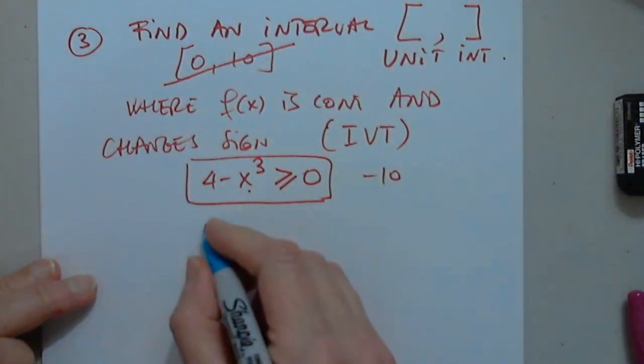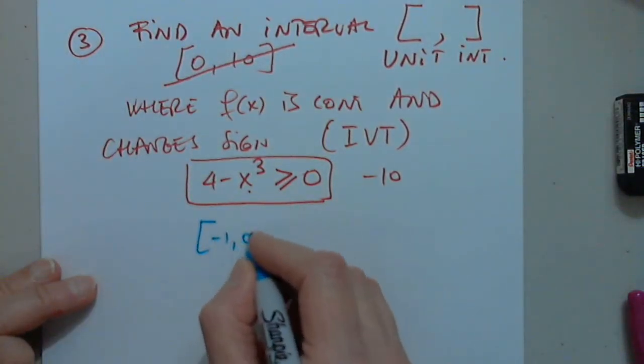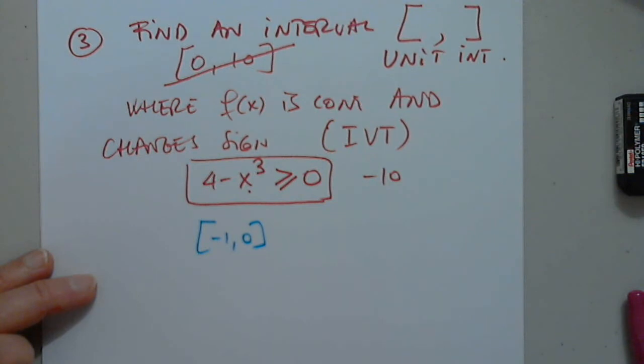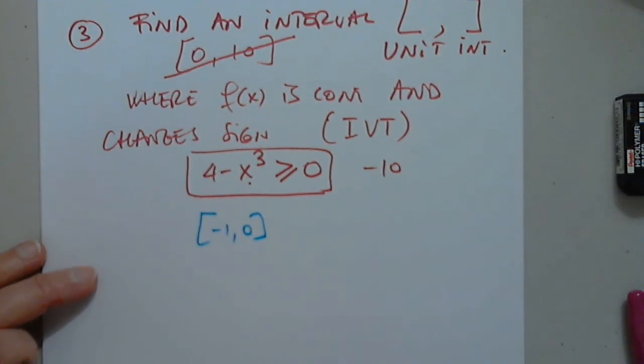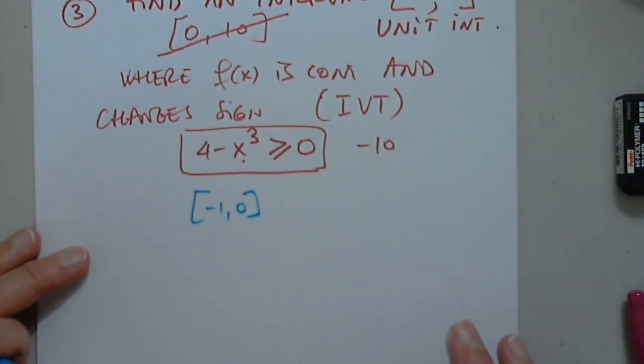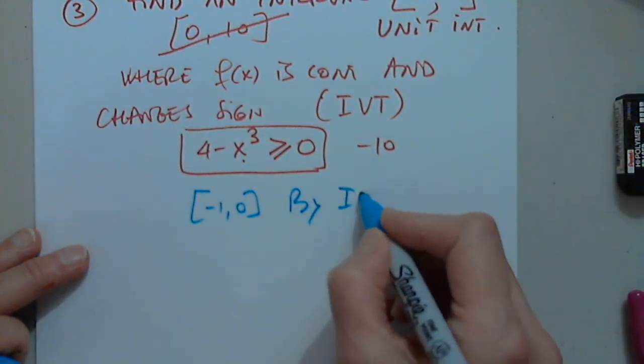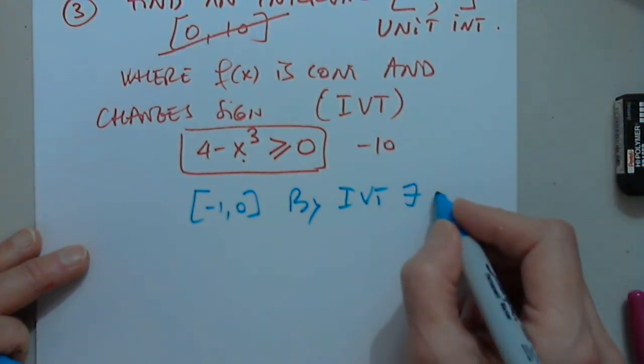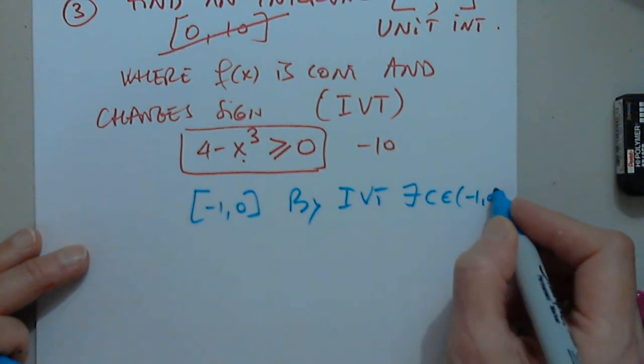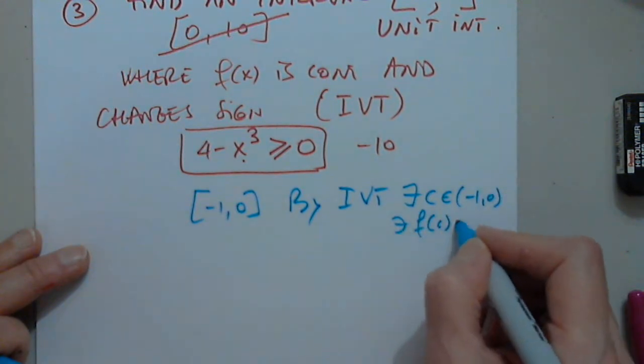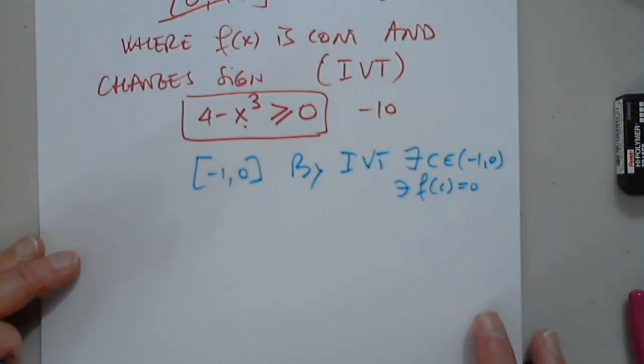So the interval that I pick is [-1, 0]. It is a unit interval. The function is continuous there, and it changes sign. So by IVT, there must be a solution. There exists a c in [-1, 0] such that f of c is 0. And that's what we are looking for.